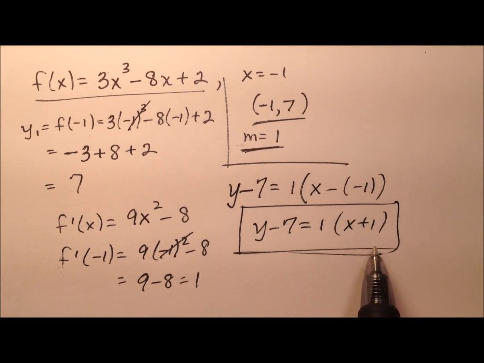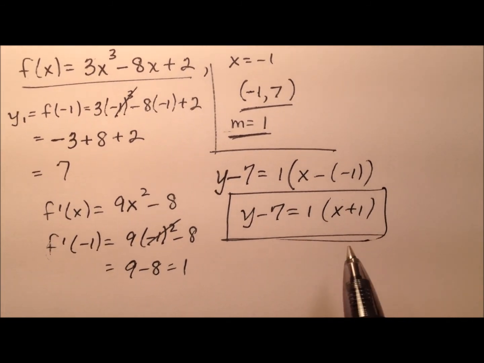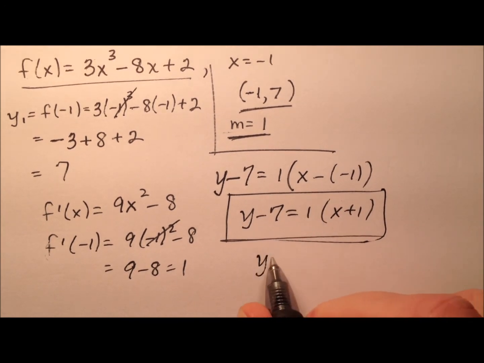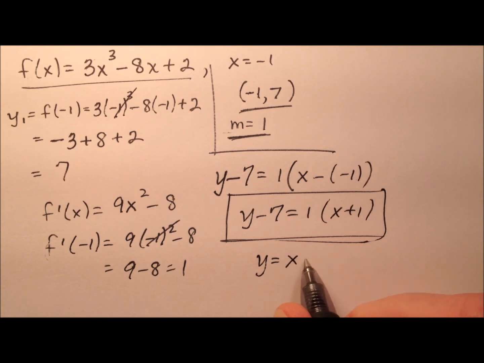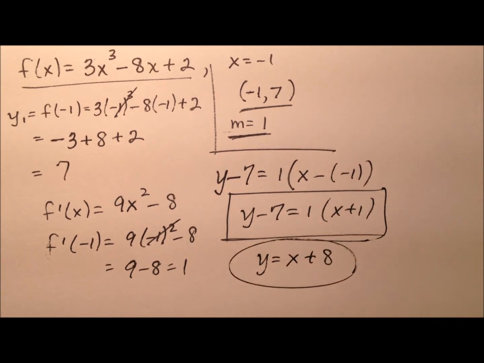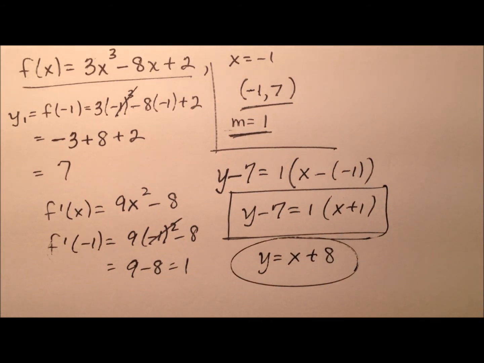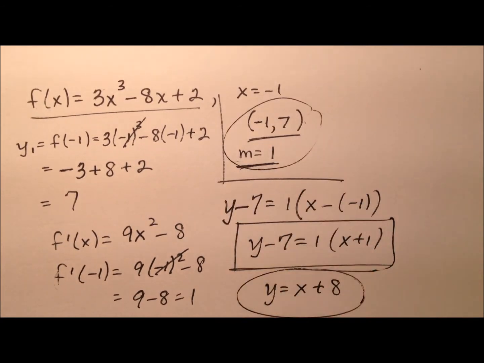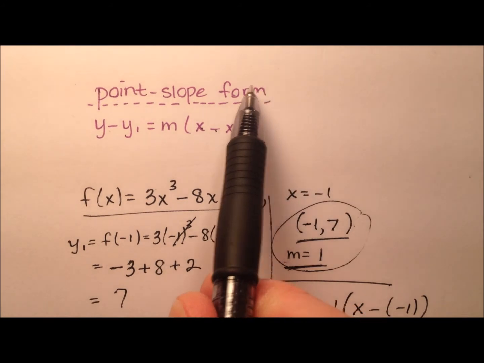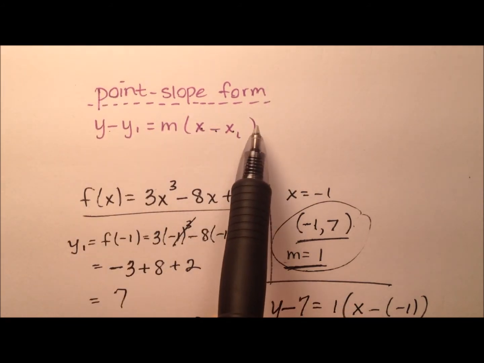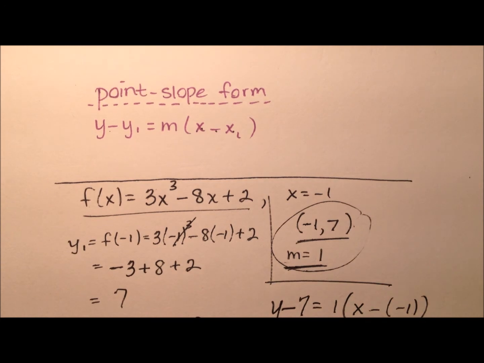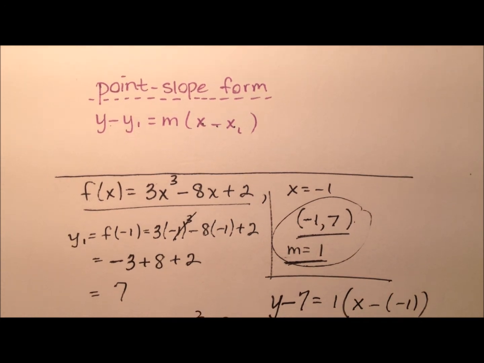We could also transition this pretty easily to slope-intercept form if you like. We could basically just add 7 to both sides and we'll end up with y equals x plus 8. That would be another form of that same line. So let's go ahead and use kind of the process, what we just did, to rewrite this point-slope form equation in a way that better suits our needs of writing tangent line equations.